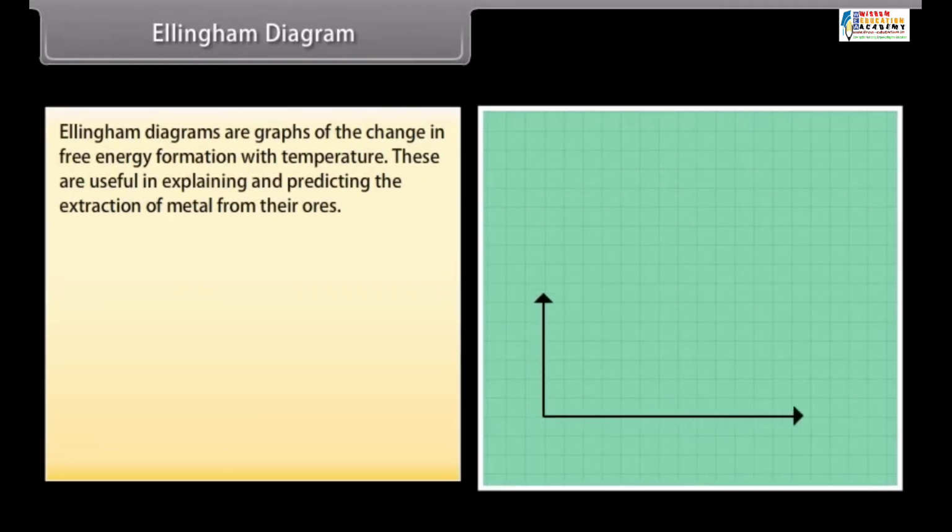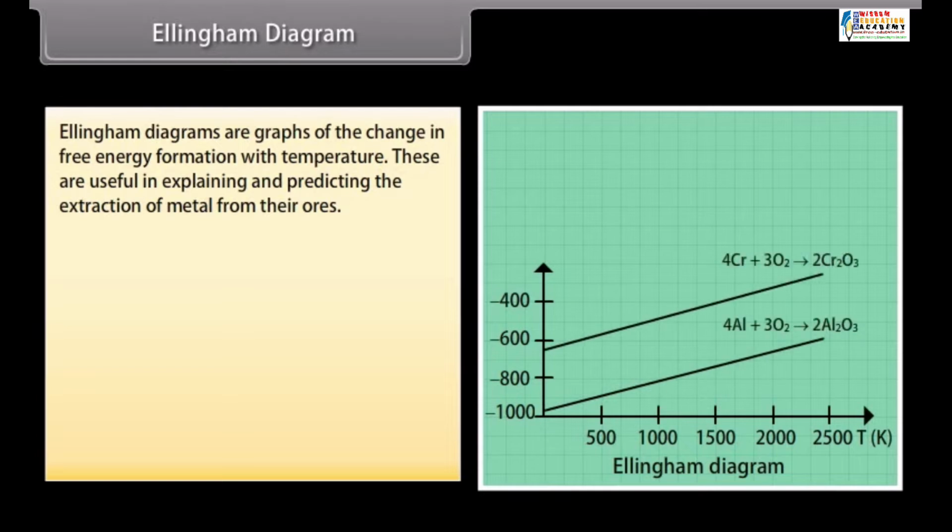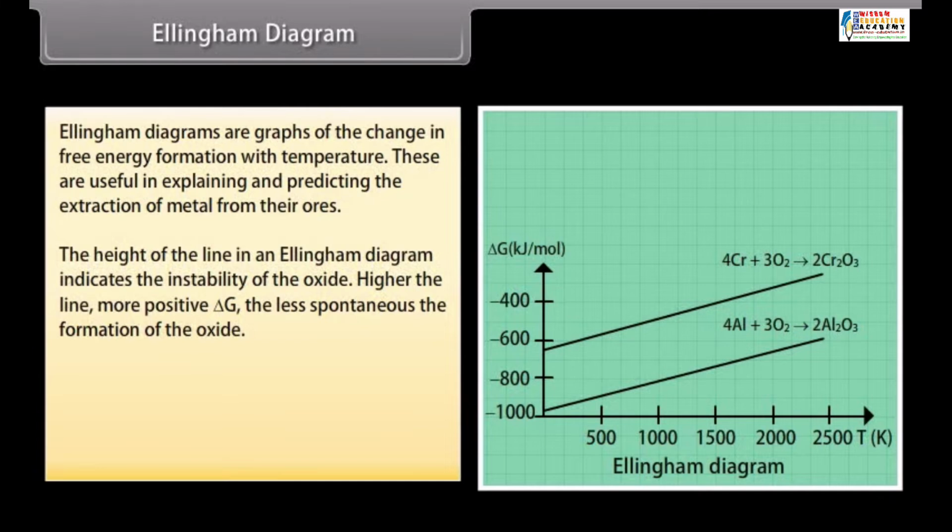Ellingham Diagram. Ellingham diagrams are graphs of the change in free energy of formation with temperature. These are useful in explaining and predicting the extraction of metal from their ores. The height of the line in an Ellingham diagram indicates the instability of the oxide. Higher the line, more positive delta G, the less spontaneous the formation of the oxide.